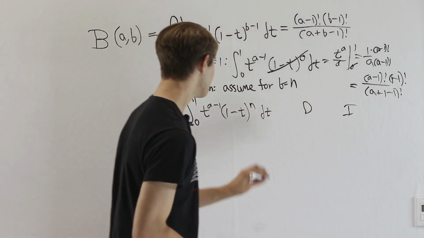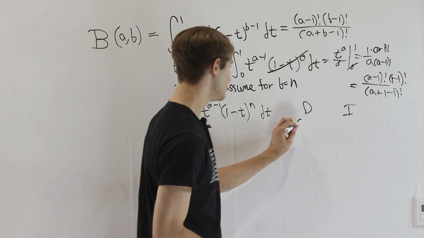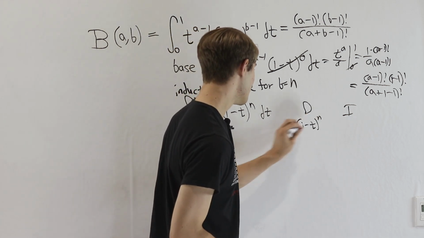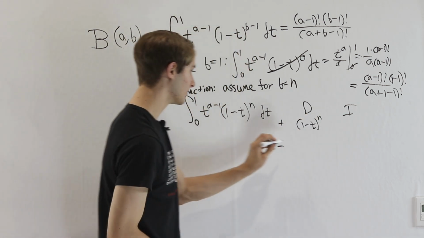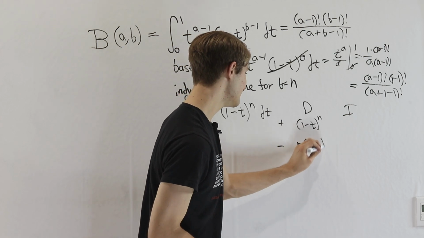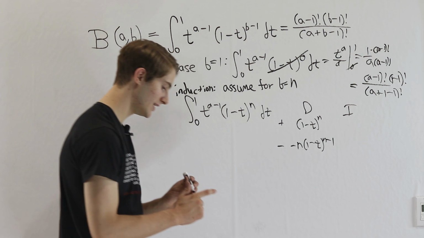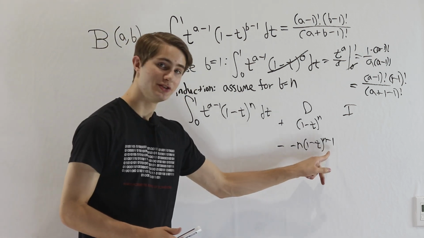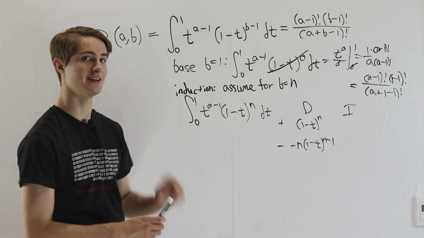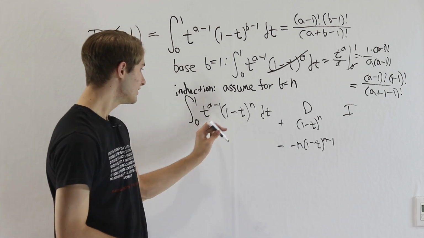So let's think about what we want to differentiate. We want to differentiate (1 minus t) to the n, because we know if we do that, we'll get n times (1 minus t) to the n minus 1. And then by the chain rule, we multiply by a negative out front. But now the power is exactly what we want. We can apply this identity. Now we want to integrate the rest of it.